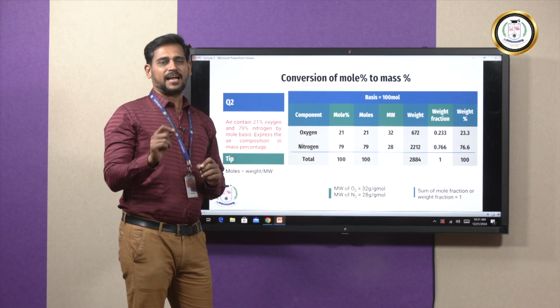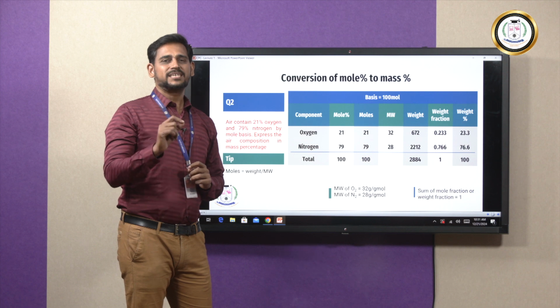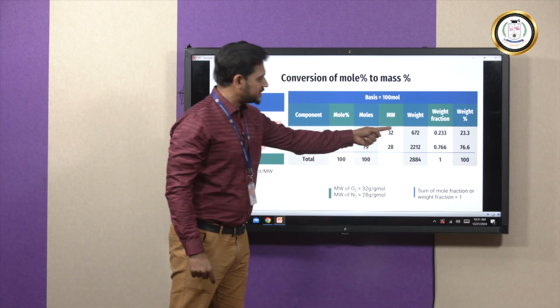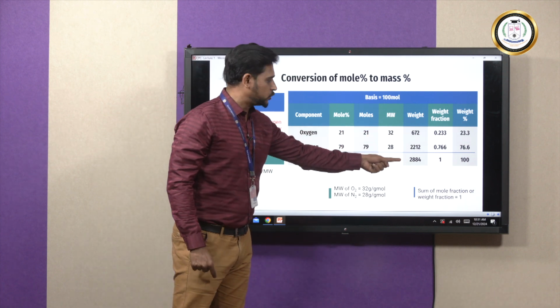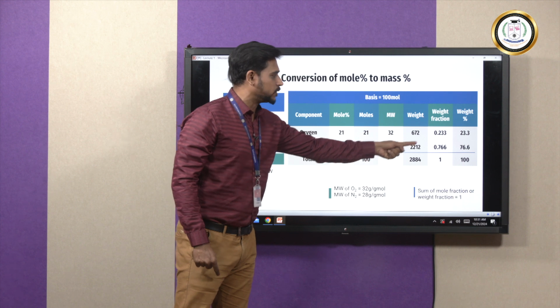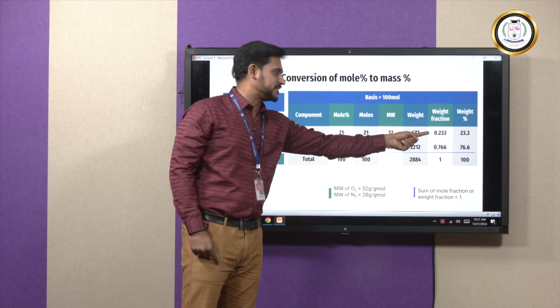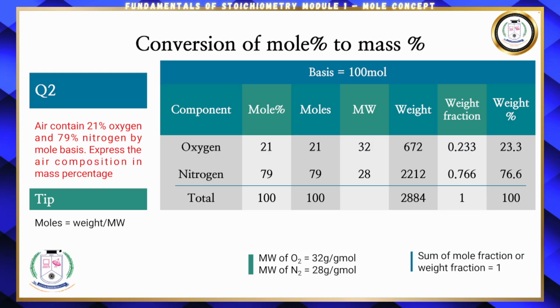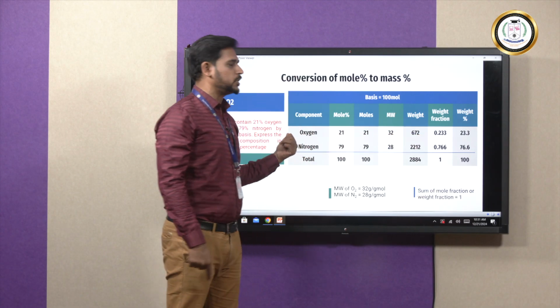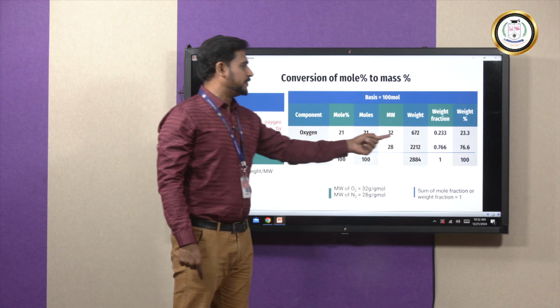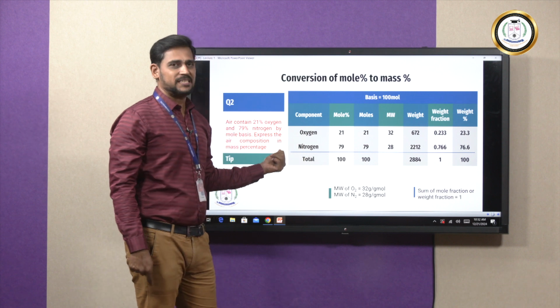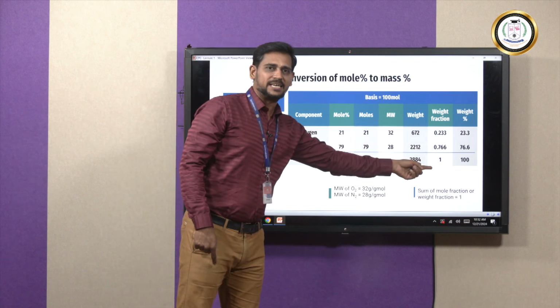Convert the weight into weight fraction. As we know, weight fraction is weight divided by total weight. That is 672 divided by 2884, which gives 0.233. Similarly, 2212 divided by 2884 gives 0.766. The sum of the fractions is equal to 1. So the weight fraction of oxygen is 0.233 and the weight fraction of nitrogen is 0.766. Sum it up, we get 1.